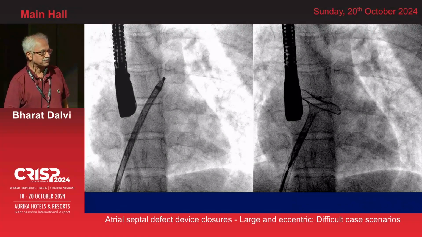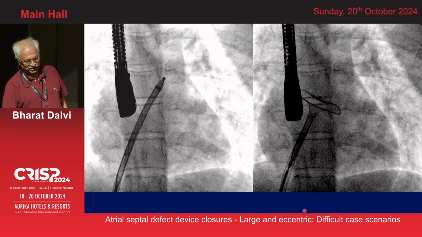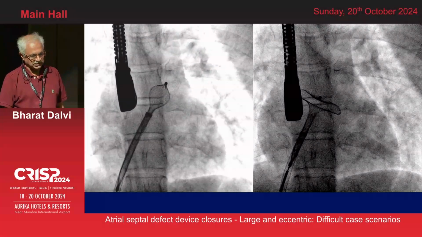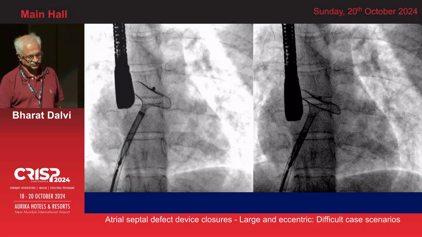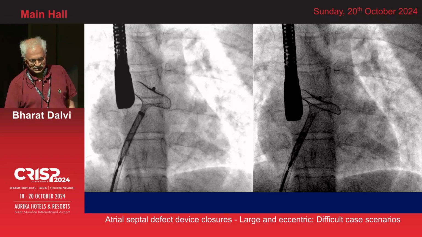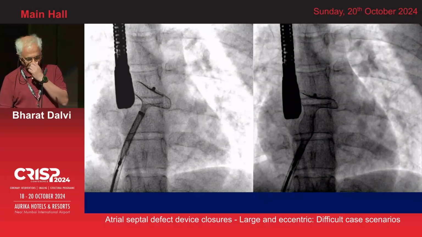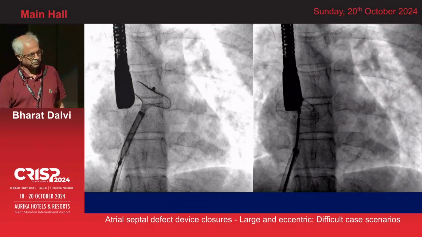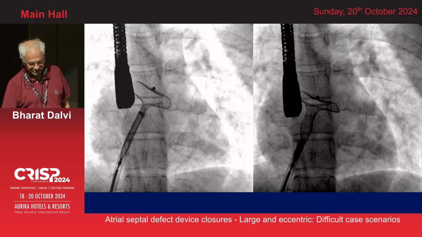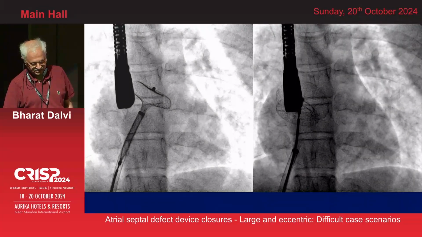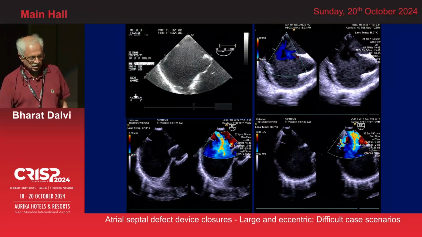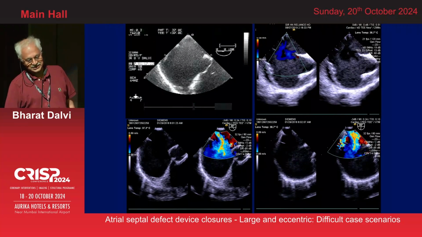Now, some of you may ask me what is a routine technique of ASD closure. The routine technique of ASD closure is opening the left atrial disc just outside the left superior pulmonary vein, and then getting the opened up disc against the interatrial septum, and then releasing the waist and the right atrial disc to close the defect. So before I go into the various techniques, let's see some of the cases of large ASDs.